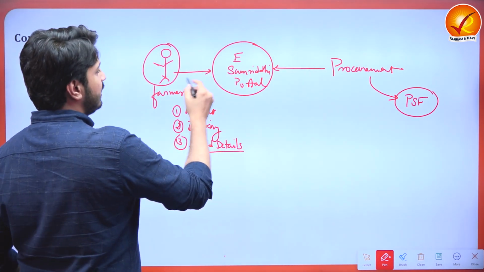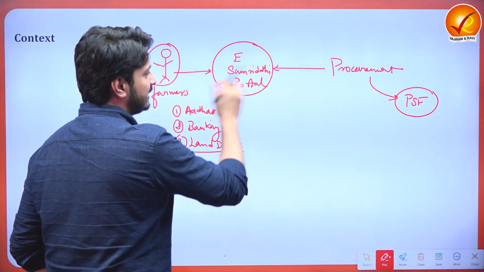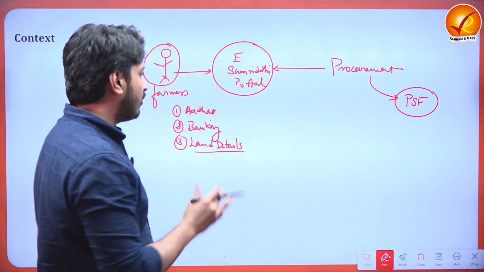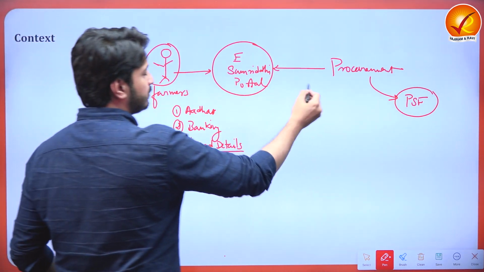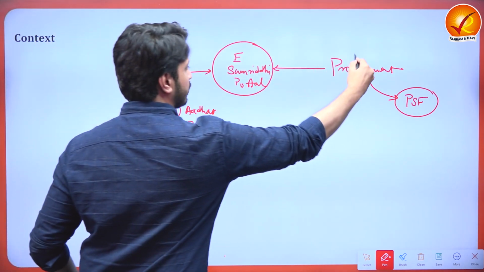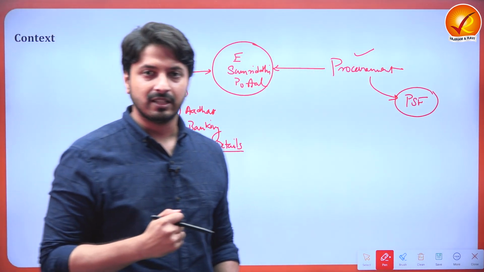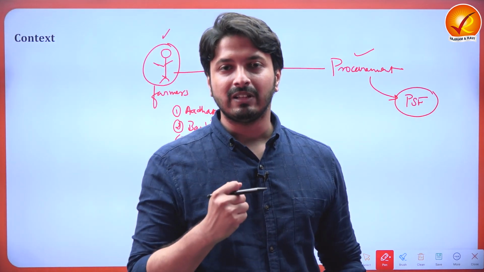Now, similarly, the procurement agencies also have to get themselves registered under the e-Samriddhi portal. Okay, now what happens is that when the two stakeholders, that is the farmers and the procurement agency, get themselves registered, then the procurement procedure starts. And how will the procurement procedure start?